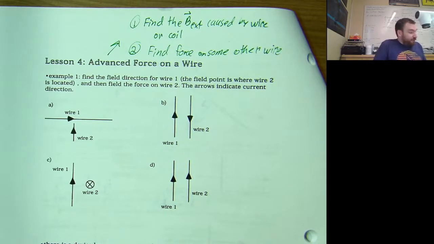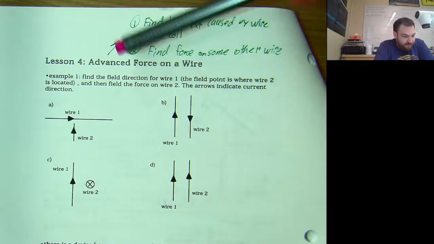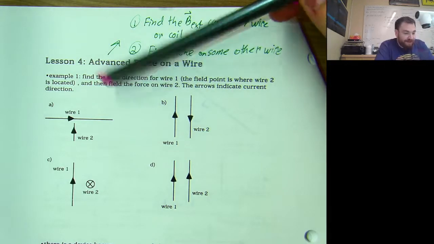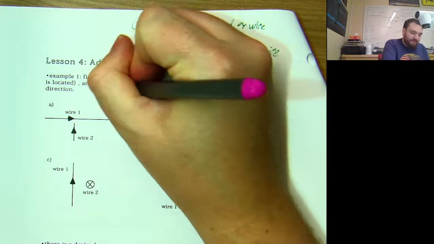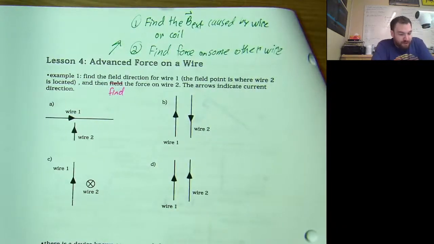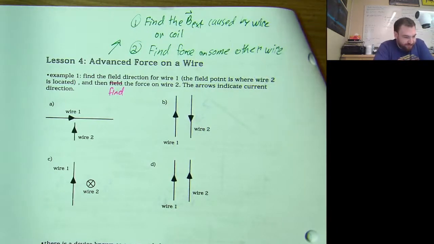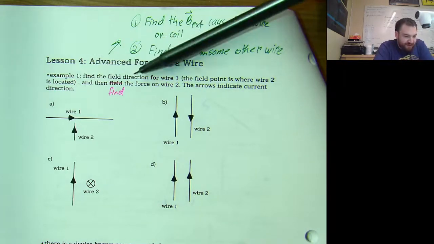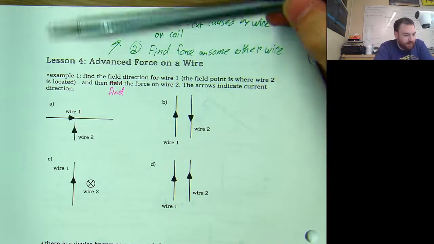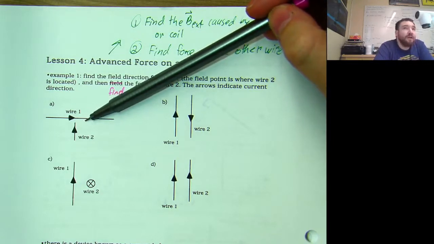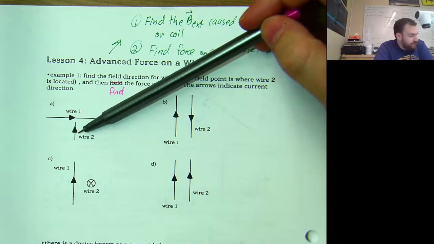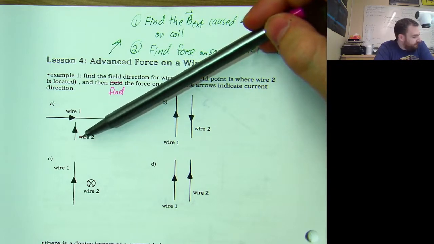We can talk through example 1 here. Example 1 says, find the field direction for wire 1. The field point is where wire 2 is located. Then find, that should say find, not field. Find the force on wire 2. The arrows indicate current direction. So, we want to find the field direction for wire 1. Wire 1 is here. At wire 2, what's the direction of my magnetic field?